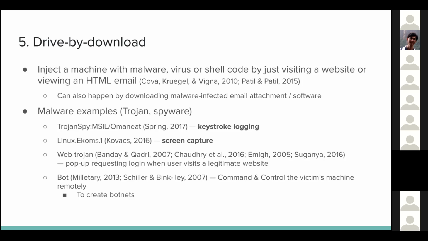Okay. Another example of malware is a web Trojan, which essentially, a Trojan is a malicious program that's disguised as legitimate software. So then it can trick the user into installing or running that software. So if the web Trojan is being run, then when the user visits a legitimate website, it can open a pop-up that requests the user.